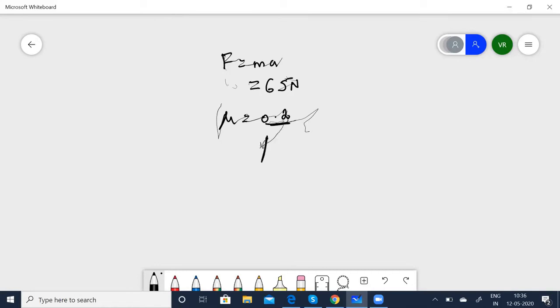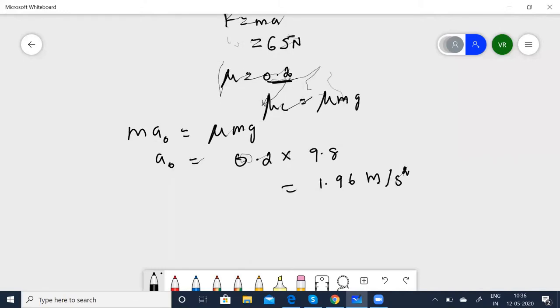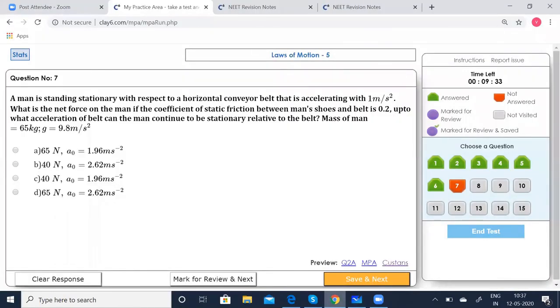So, the limiting friction is given as mu mg. Now, for the man to be stationary with respect to the belt, let us take the acceleration of the belt to be A0. Then we can say MA0 is equal to mu mg. We need to calculate A0, which is equal to 0.2 times 9.8, which is equal to 1.96 meters per second squared. Right? So let's see which option is correct. Option A, 1.96 meters per second squared. So save that, go to the next.